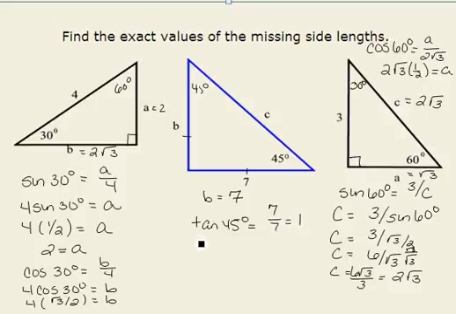We also know that the cosine of 45 degrees is equal to the adjacent over the hypotenuse.